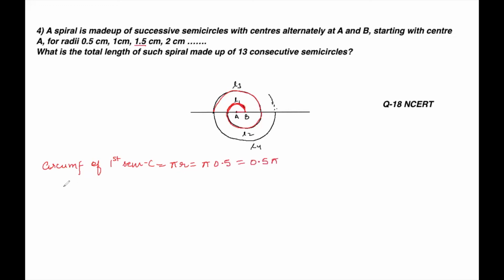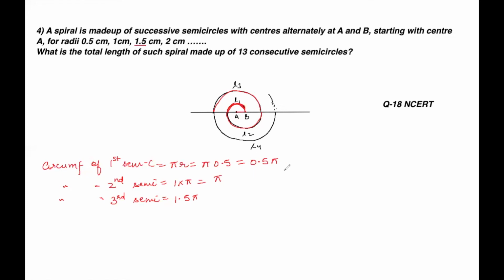Okay, now I say circumference of second semicircle. Now the radius changes here, right? So what is the next radius? It is 1 centimeter. Okay, so I'll put 1 into pi, that is equal to pi. Okay, now the circumference of third semicircle. Now the radius changes to 1.5 centimeter. So it would be 1.5 pi. Okay. Now see, if it goes on like this, it will be a very tedious process, right? To calculate all the semicircles and then to add up.